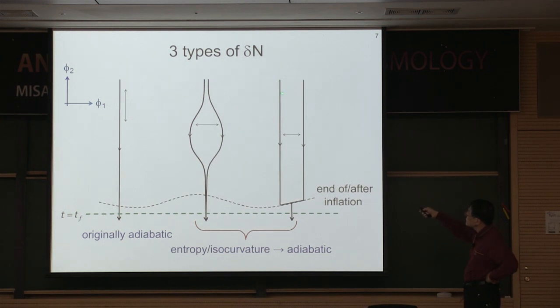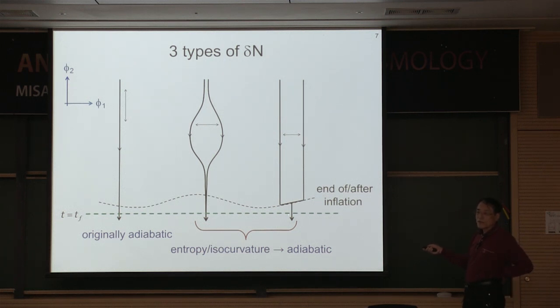And there's no difference between these two universes until some moment where you have some kind of transition. And when you have this transition, depending on how the transition occurs, maybe this gives you more e-folds and this gives you fewer e-folds. In this case, because of the difference in the value of phi 1, you have a curvature perturbation at the end.